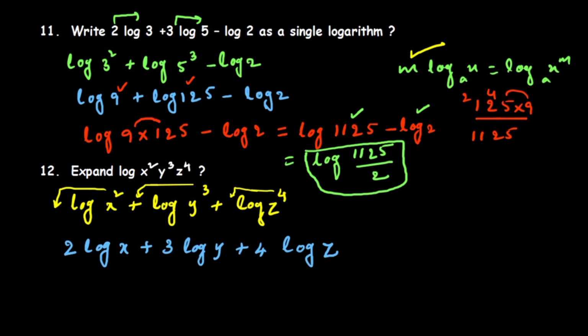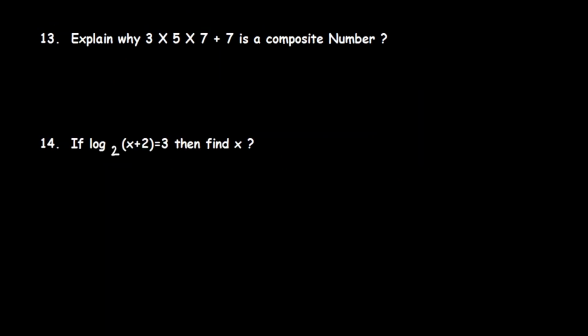The next question is, explain why 3 into 5 into 7 plus 7 is a composite number. Yes, so 3 into 5 into 7 we can write as 7 into 1, right? Plus this 7 also we can write as 7 into 1. Okay, now here I'm going to take this 7 as the common factor.